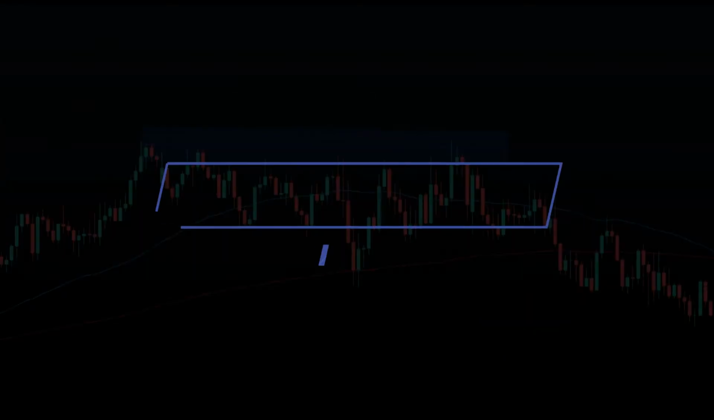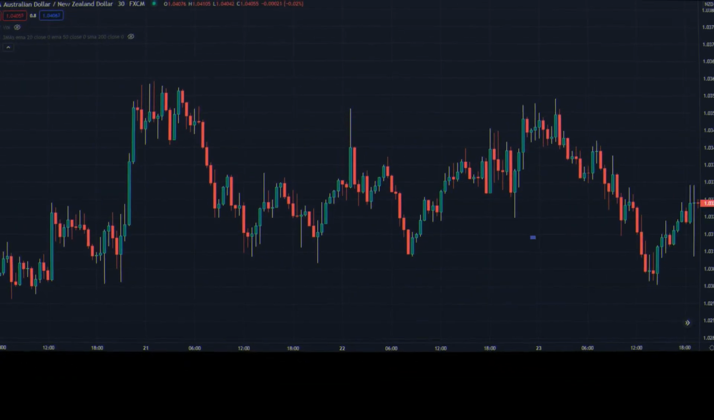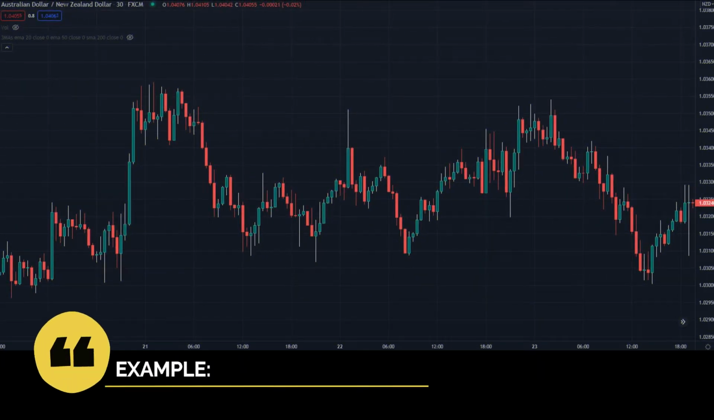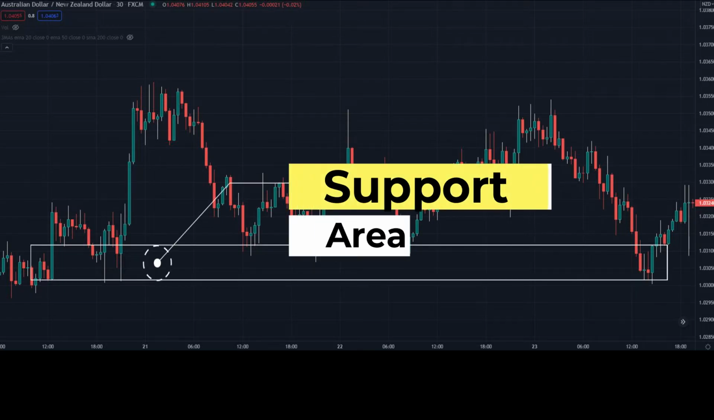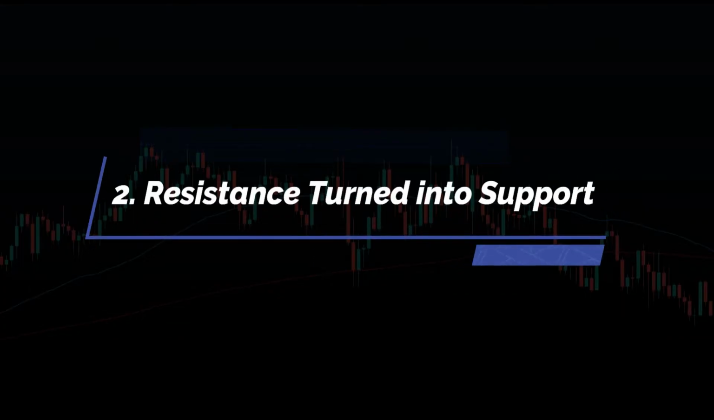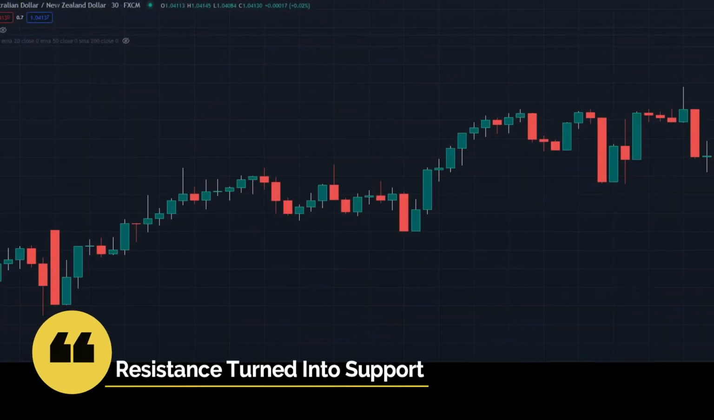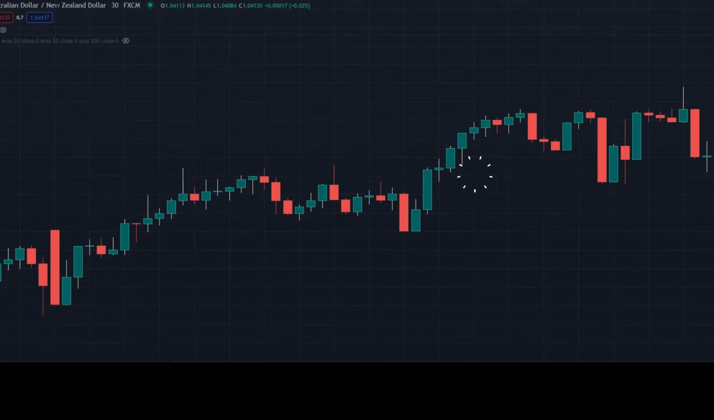Let's start with the strong areas. The first one is multiple rejections. More than 2 rejections are better. This is a great example of a support area, as the price jumped out of the area several times, giving multiple opportunities in return. The second one is resistance turned into support. The price broke above this strong resistance because it had multiple rejections, and after that it worked as a valid support area.